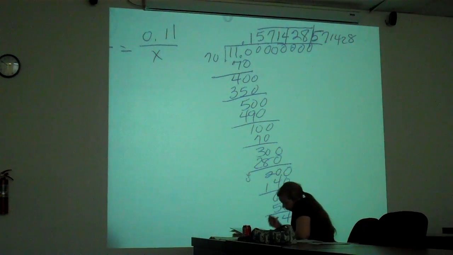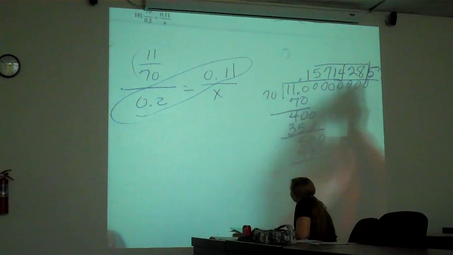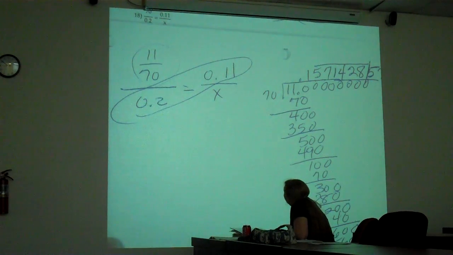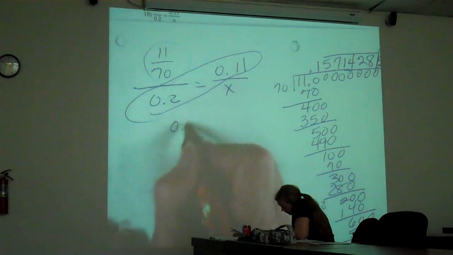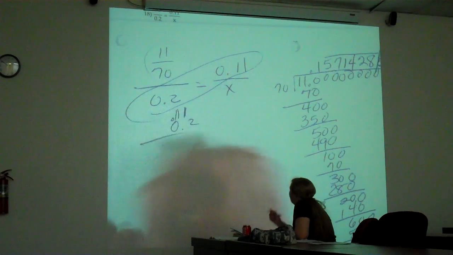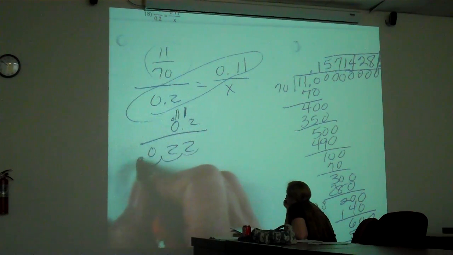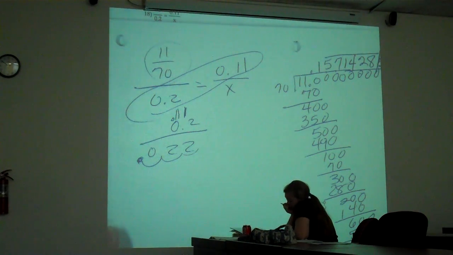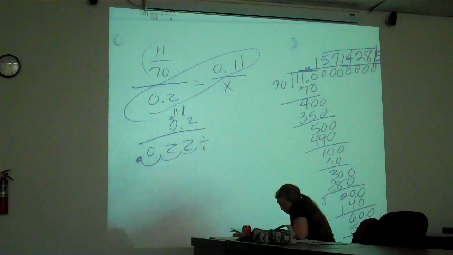This is going to be a very long problem, multiplying. Actually, you're going to have this times this, and you're going to have to divide by that. This is crazy. So you're going to have 0.2 times 0.11, which is 0.022. You're going to divide that by this, and that doesn't even end.